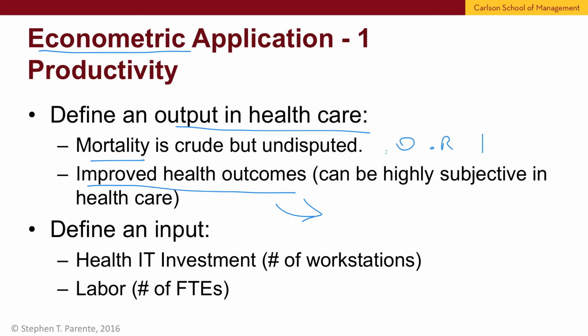How do we look at this in terms of outputs to inputs? We first of all need to also define an input. And what are those things? The easiest thing is, what's your investment in IT? Is it workstations? Is it iPads for physicians? Is it mobile phones with GPS tracking? What are you actually putting in there? Are there RFID tags? And then the other thing, obviously, is labor.